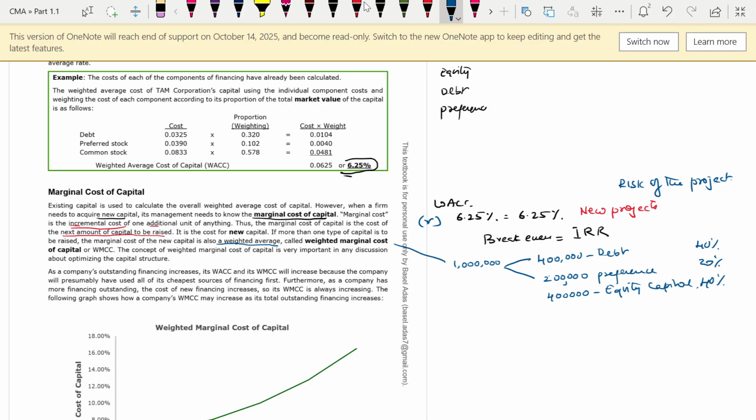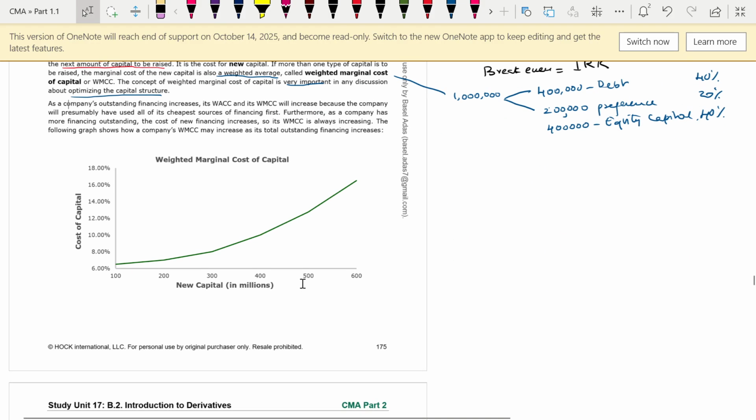The concept of weighted marginal cost of capital is very important in any discussion on optimizing the capital structure. We don't want to raise the cost of capital. How best can we reduce the cost of capital? It all depends on the situation. As the outstanding financing increases, the weighted average cost of capital and the weighted marginal cost of capital will increase.